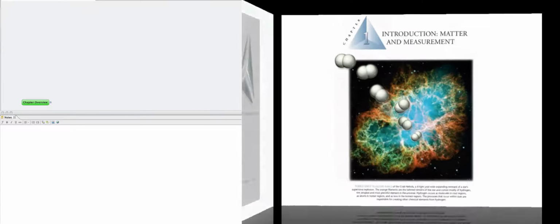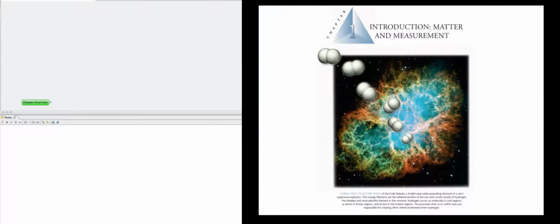Hello everyone, this is Chemistry Lesson 1, Introduction, Matter and Measurement. First, I'm going to give you a chapter overview.